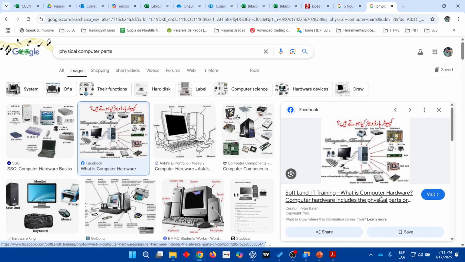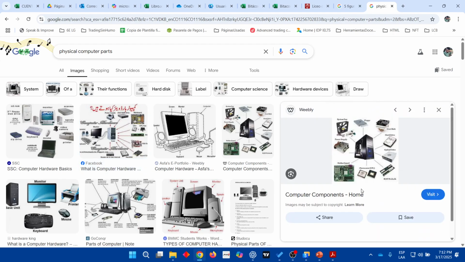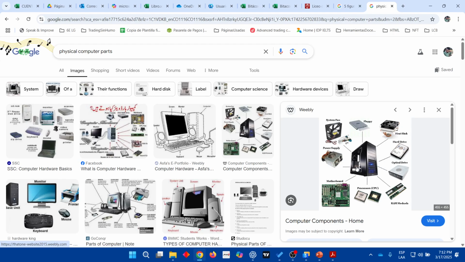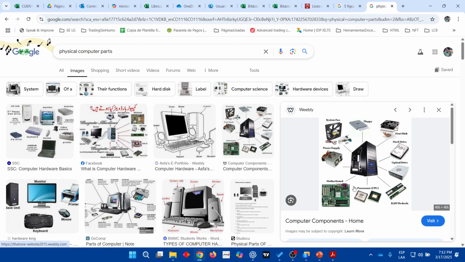Let me select this small image. What do we have here? Obviously the hard drive, optical drive, the RAM memory, the CPU, the motherboard and more. So we are going to start talking about those parts.